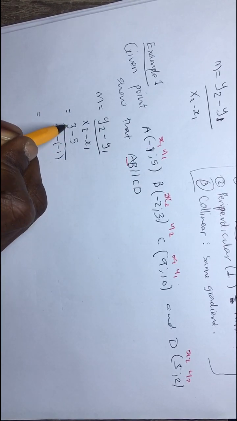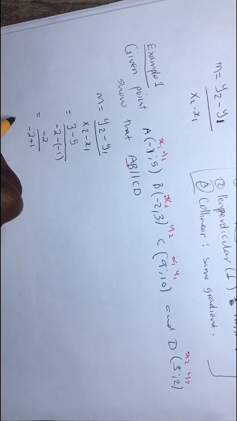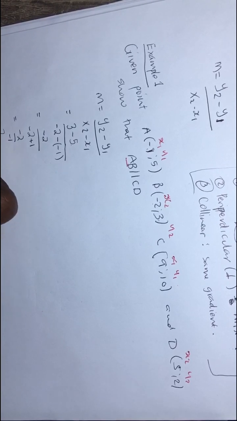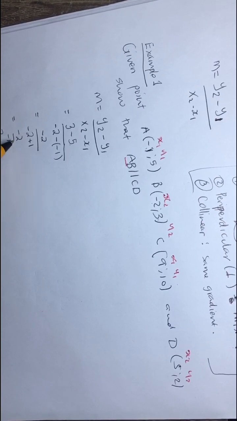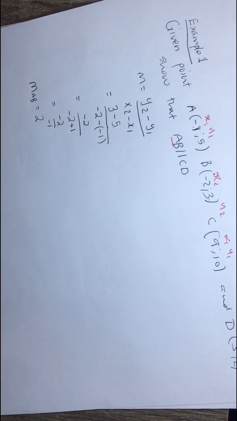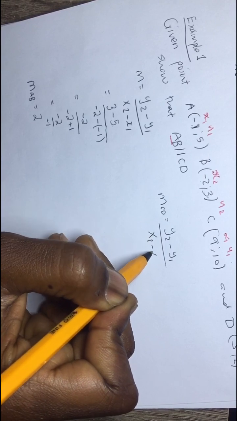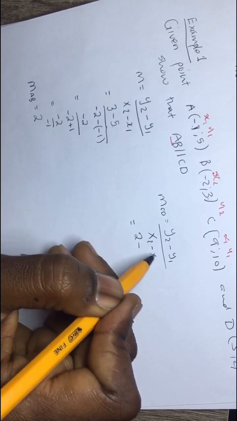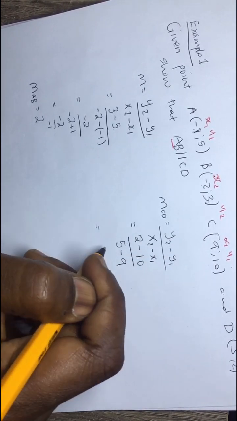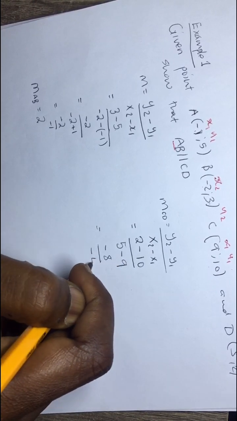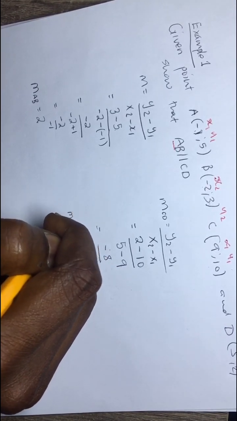So on top there, 3 minus 5 is -2. Here, -2 minus (-1) becomes -2 plus 1, which is -1. So -2 over -1 becomes +2. So this is the gradient, small letter m, the gradient of AB. A negative divided by a negative will give you a positive. Then let's do the gradient of CD. The formula is the same. Then we substitute: 2 minus 10 over 5 minus 9. 2 minus 10 is -8. 5 minus 9 is -4. 4 goes into 8 how many times? 2 times, and a negative and a negative gives you a positive.